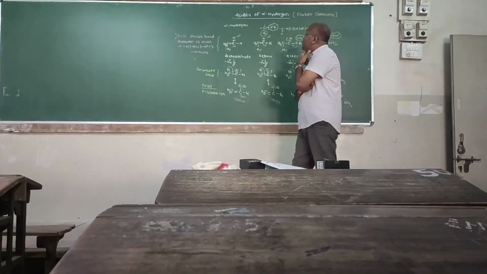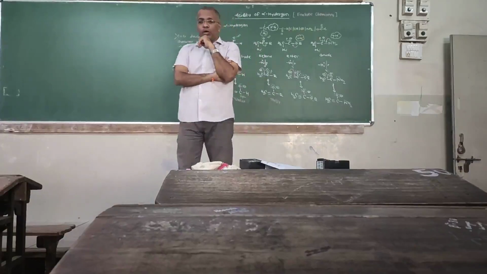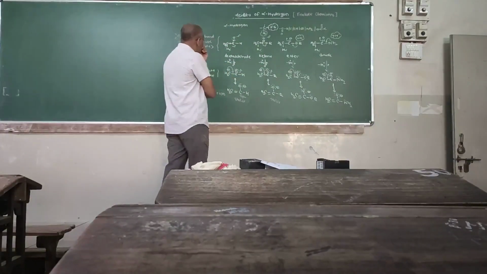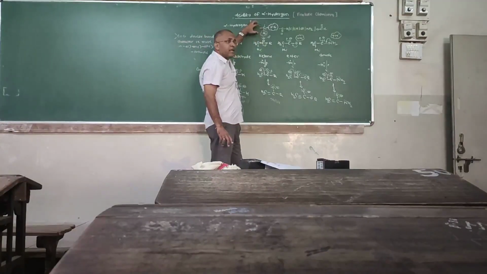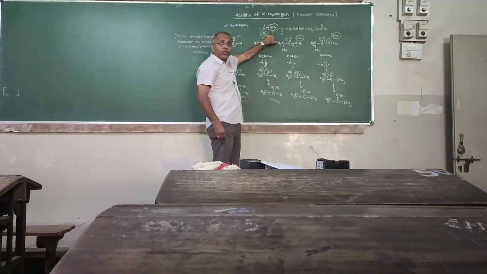Starting with the acidity of alpha hydrogen. This is also called Enolate Chemistry. So let's begin with what the alpha hydrogen is. Now, a carbon which is sp3 hybridized carries a hydrogen and is attached to a functional group.